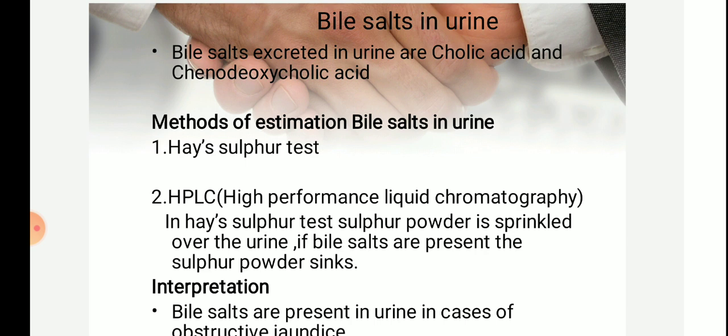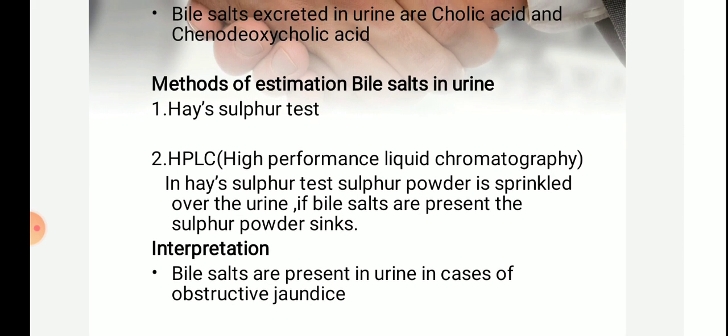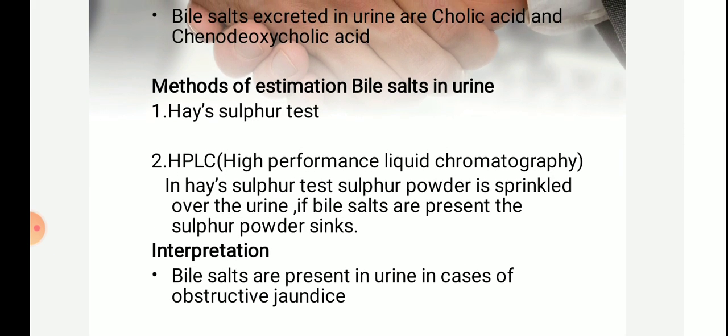So in Hay's sulfur test, sulfur powder is sprinkled over the urine layer. If bile salts are present, the sulfur powder sinks. Okay. Interpretation: bile salts are present in urine in case of obstructive jaundice. So when you sprinkle this sulfur powder, when this particular powder completely sinks, the bile salts are present.